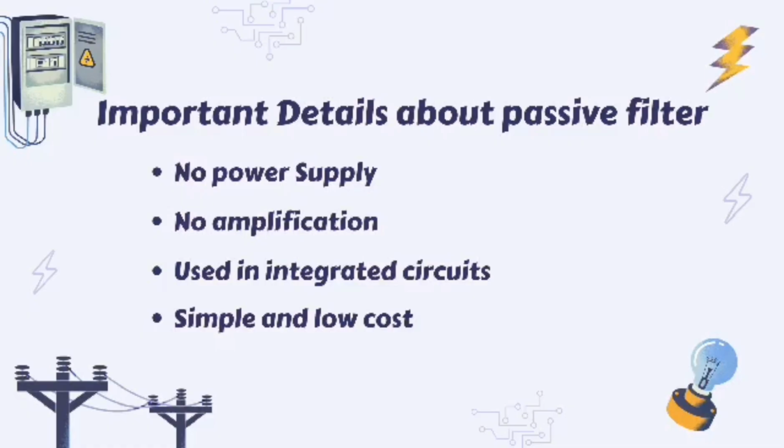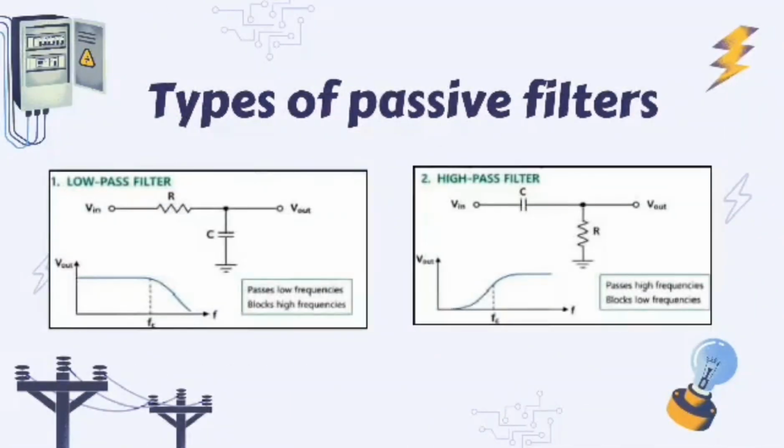Third is use in integrated circuits. In ICs, passive filters usually use resistors and capacitors only. Inductors are rarely used because they are large and hard to integrate. And lastly, simple and low cost. They are easy to design and less expensive compared to active filters. So, let's move on to the types of passive filters.